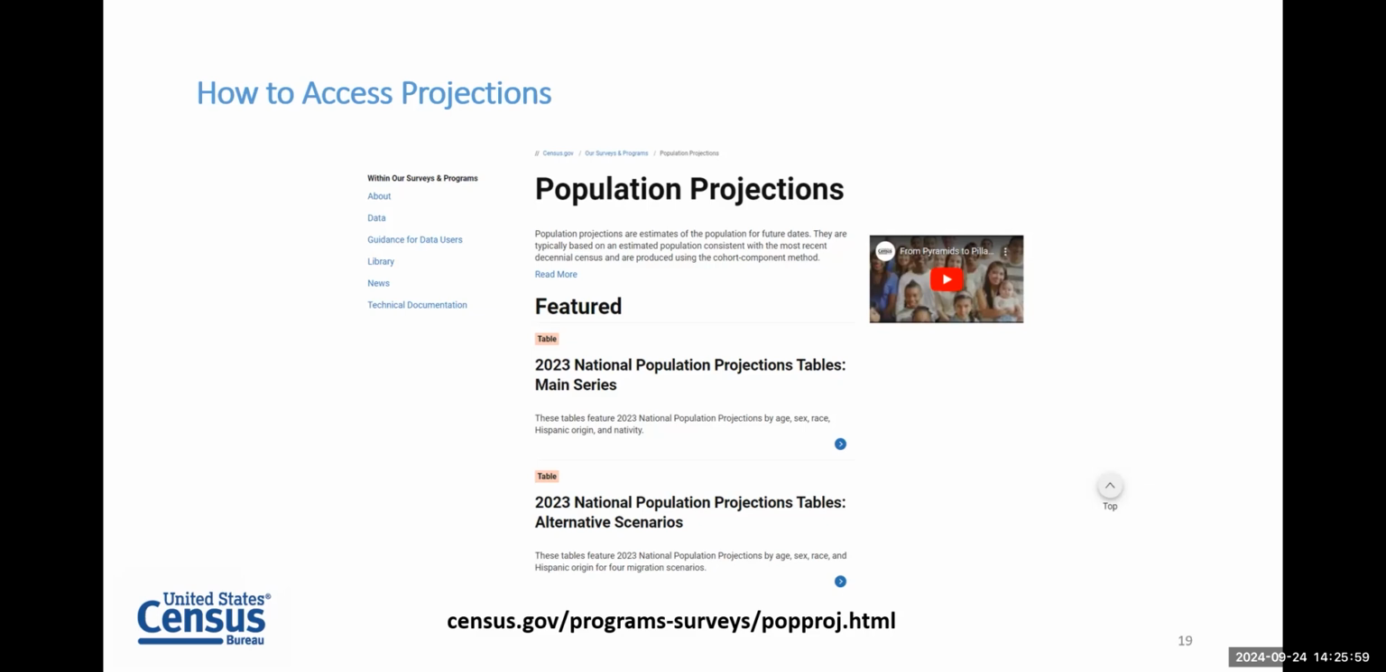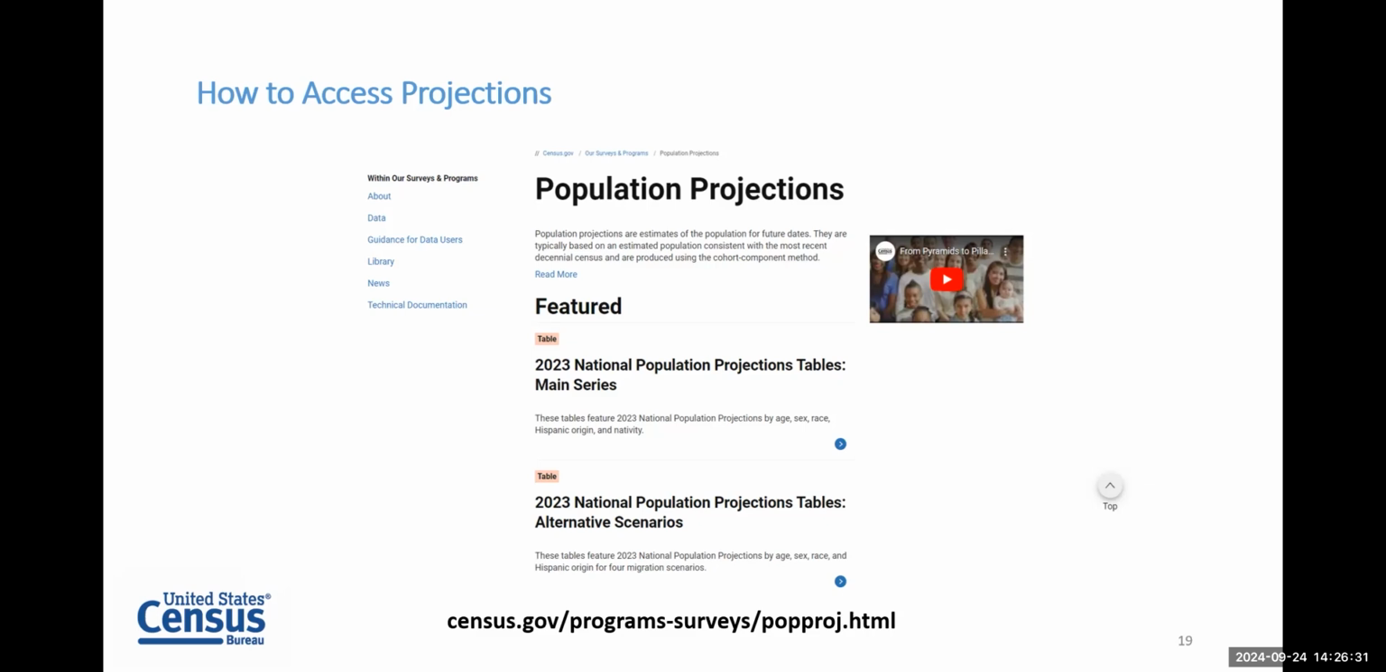But you're right, what's the programmatic need for that? It's something we've discussed: at what point in the projection horizon should we stop releasing data by race and ethnicity? Oh, okay, it's a complicated process you're in. Yeah, it's delicate and complicated. The more detailed, the more complicated it gets, and the more uncertainty you're introducing. Right, for sure.